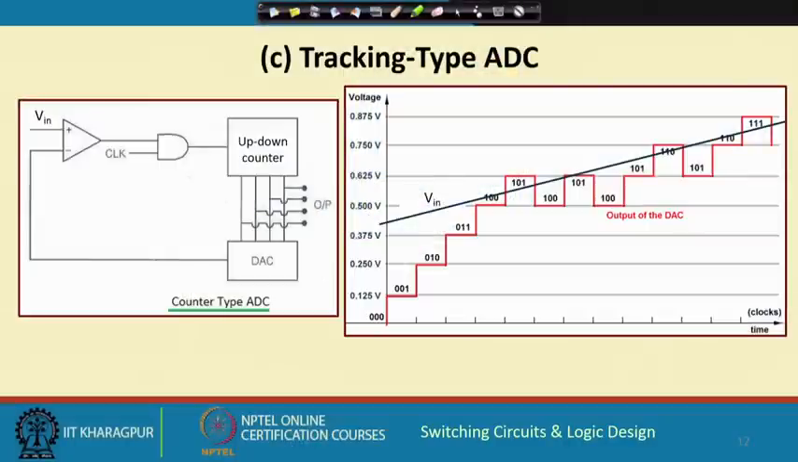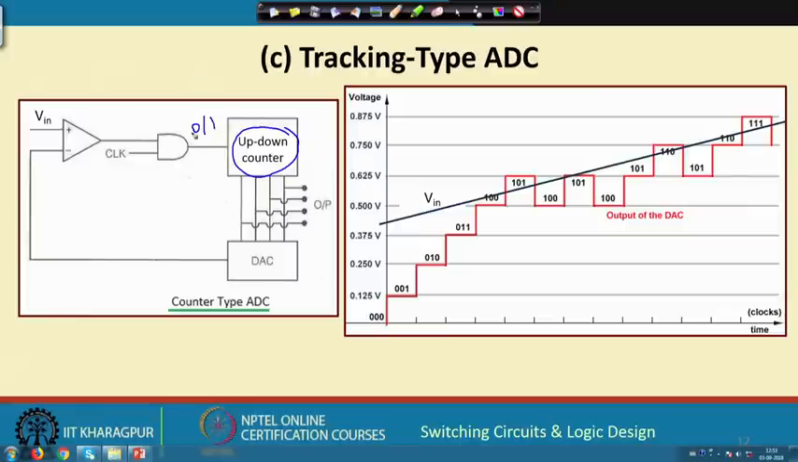So, your modified schematic will look like this. You use an up down counter and the rest is very similar. From the output of the DA converter, you use the comparator, and the comparator output can be either 0 or 1, and similarly the output of this clocked comparator will be 0 or 1.